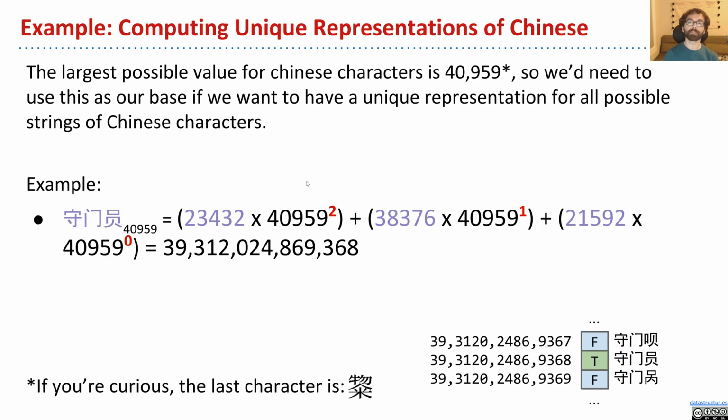So now, if we wanted to support Chinese characters, and we want to represent all possible strings of Chinese characters uniquely, we need to know the largest value. It turns out the last character in Unicode that is a Chinese character is this, whatever that is, which is 40,959. So as an example, we have this word here, which means goalkeeper, and in base 40,959 it ends up being somewhere around 39 trillion. And so now if we think about what that would look like in a data index set, we would basically have a separate, unique, false or true entry for each possible string of Chinese characters.